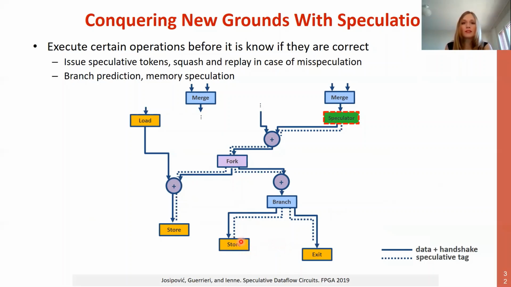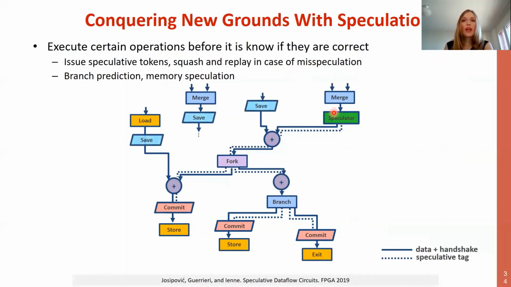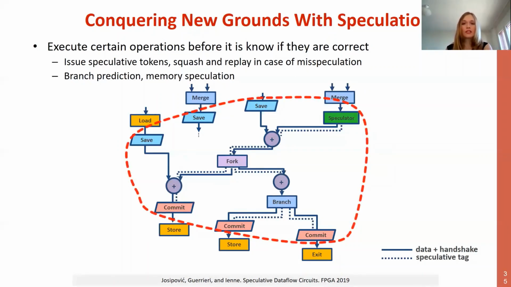Of course, we cannot have speculative data modifying memory or terminating the program. So we will add specialized units, which we call commit units, which let only correct data through, and data that has been misspeculated will be discarded at these points. If we are discarding some computation, we also need to be able to replay computation. And we will do this using save units. The idea of save units is to save copies of all the data that passed through. And in case we need to replay, this data will then be reissued in the rest of the dataflow design. This creates a speculative region which has a speculator. It is bound on one side with the save units and on the other side with the commit units.